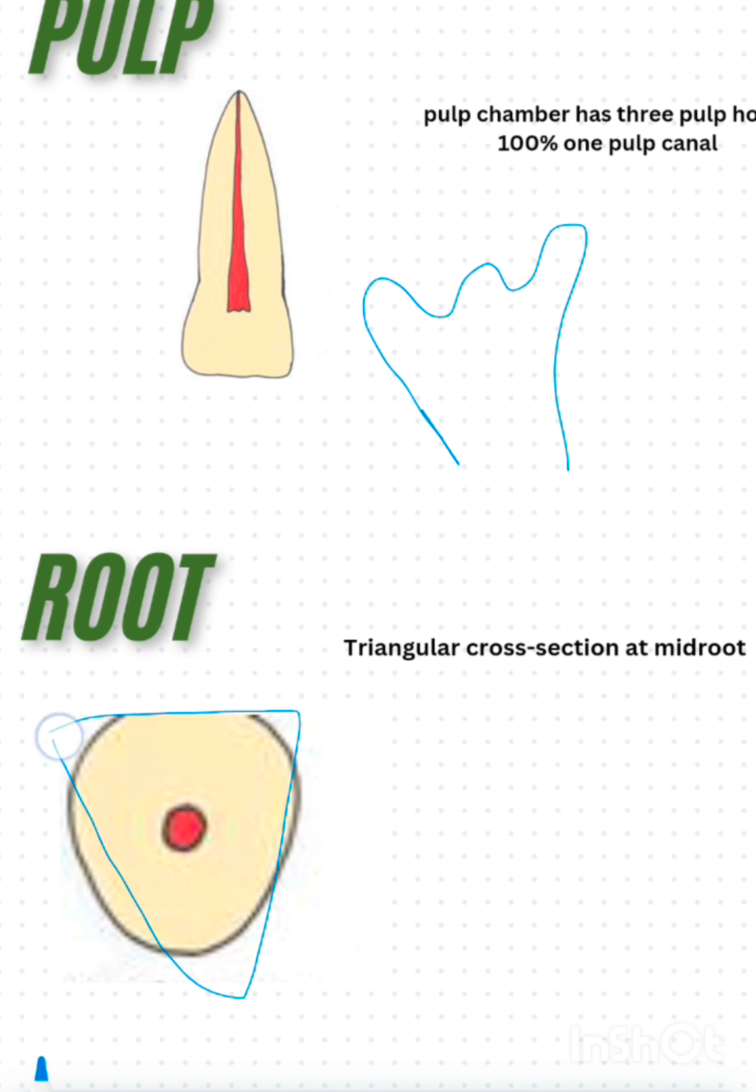The root is triangular in shape at the midroot cross section, because we have seen earlier that the crown is flatter from labial aspect and is more convex in lingual aspect. So that is why it has a triangular cross section. Okay, thank you.